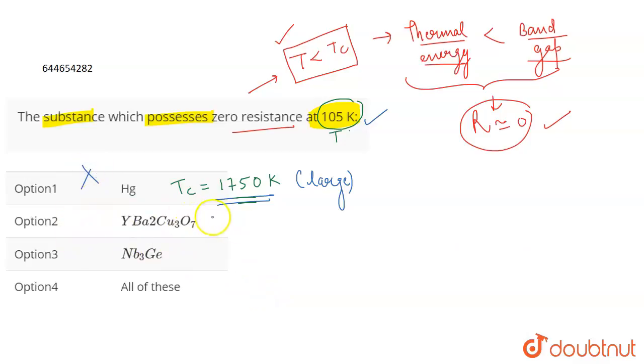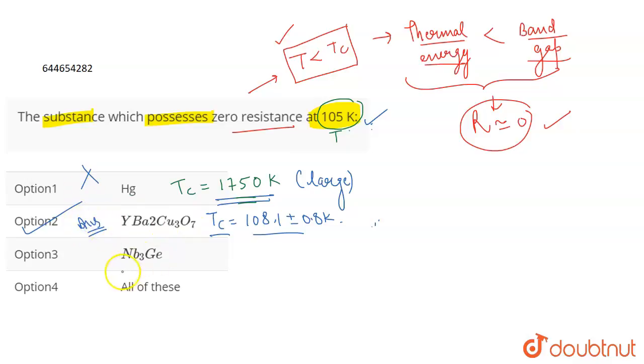Talking about Ba2Cu3O7, the critical temperature is nearly 108.1 plus minus 0.8 Kelvin. Now, if you look at this temperature, then the temperature 105 Kelvin is less than the critical temperature, and these values are comparable, right? You can compare them. They do not have a very, very large difference. So we can say that the critical temperature in this case is higher than the temperature that is given. So the resistance is almost going to be zero. So the correct answer for this question is going to be option 2.